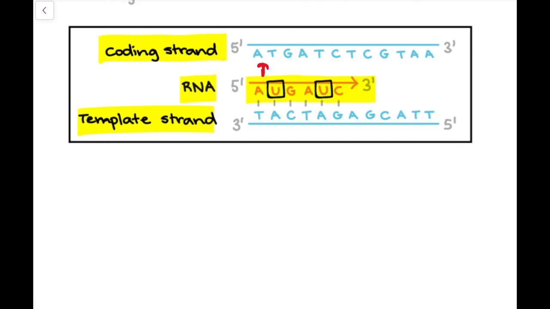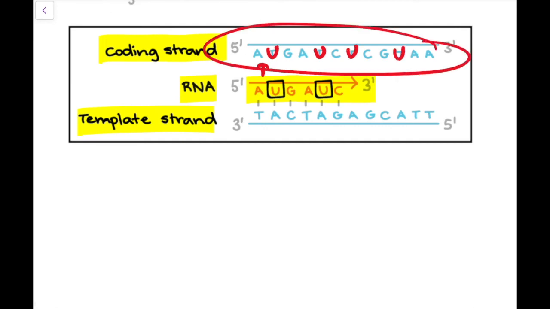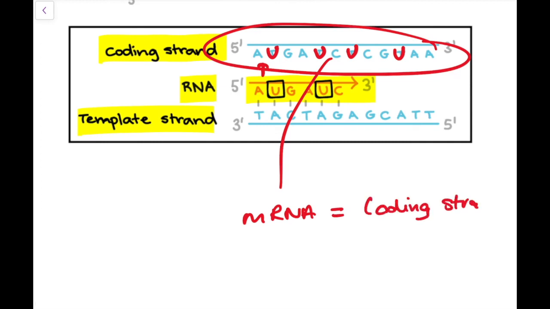So all we have to do, if we're thinking about what the mRNA will be, and we know which the coding strand is, then we just look along, and any time we have a T, we change it for a U. And that will then be the sequence on the mRNA. So the mRNA equals the coding strand, or the sense strand, with U instead of T.